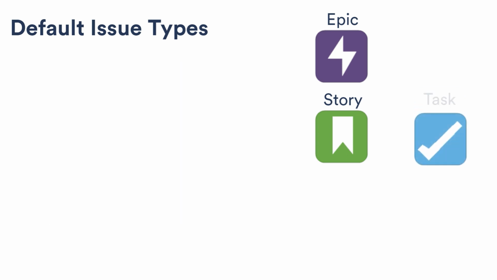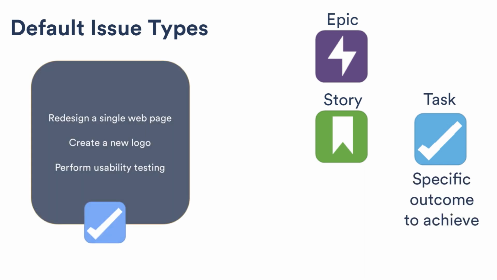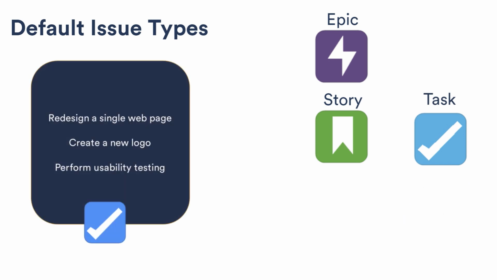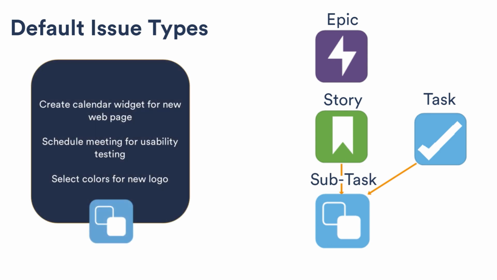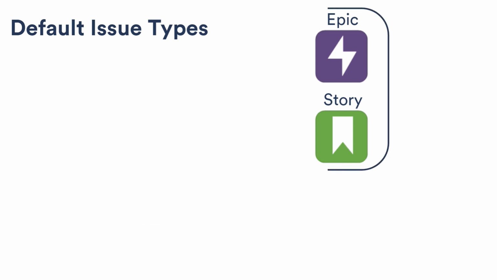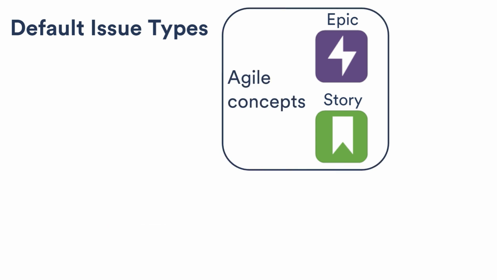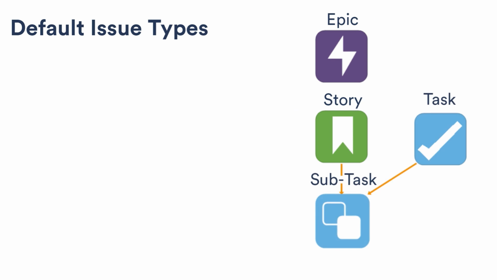Tasks are another unit of work. Tasks are specific outcomes to achieve. Stories and tasks can both contain smaller units of work called subtasks. Subtasks are also specific outcomes to achieve, but are more granular than tasks. Stories and epics apply to Agile software development projects. If you're not running an Agile project, then you may wish to keep it simple and just work with tasks and subtasks.